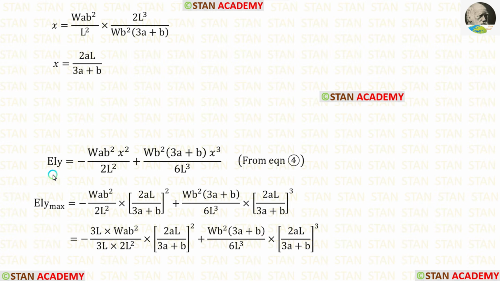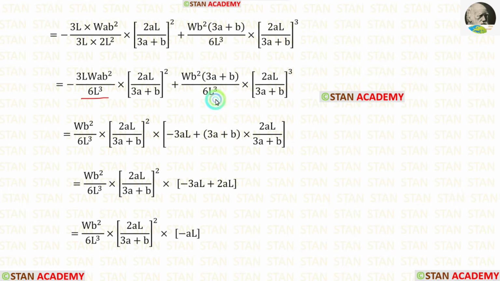We have made one equation for the deflection, that is the fourth equation. In this equation, instead of x, we have to apply this value. Here and here, I want a common denominator. So in this term, I am going to multiply the numerator and the denominator with 3L so that I will get the common value. Now from these two, we can take this outside. Then we can eliminate 3a plus b. Then we can add these two terms.